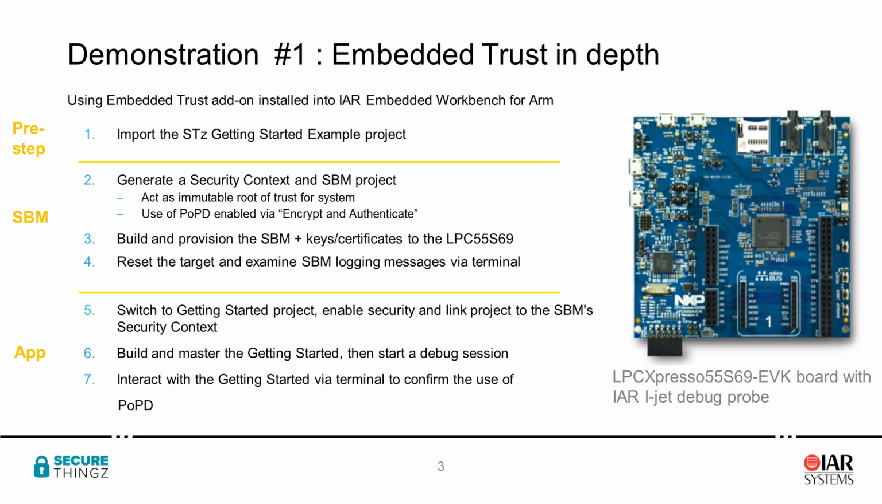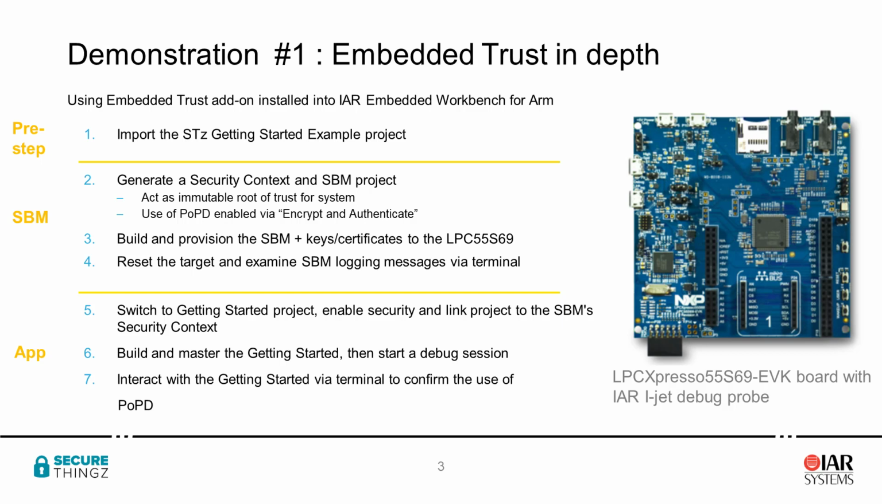And at that point, I can now switch over to developing my application using the Getting Started application that I imported into my workspace in step 1. So, first of all, I will need to configure the Getting Started to enable it to make use of the security settings from the SBM project.